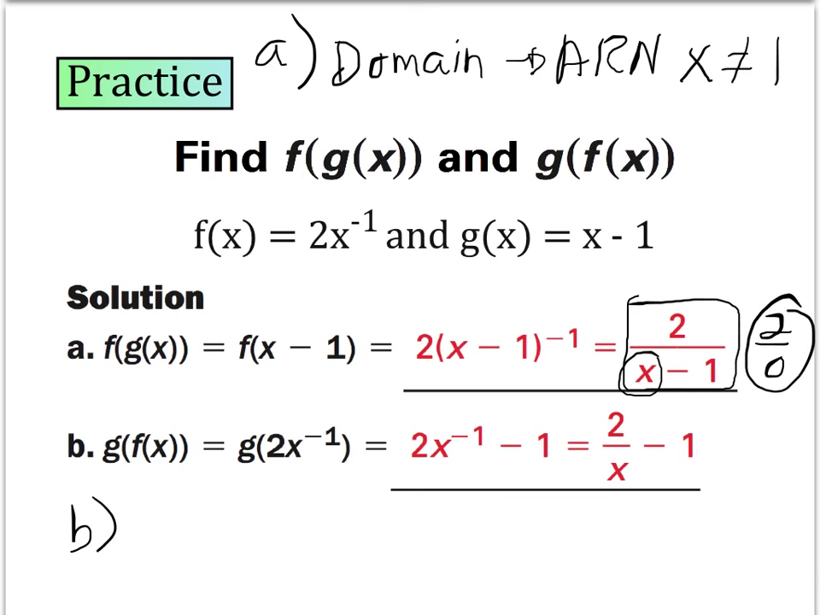Okay, for b, you should have gotten 2 over x minus 1, and our domain is what are the input values we can have for x. Well, x just can't be 0. Any other value works here. Alright, we're going to end there.